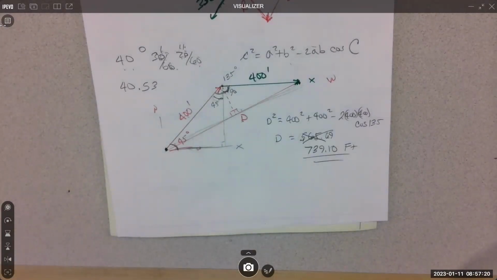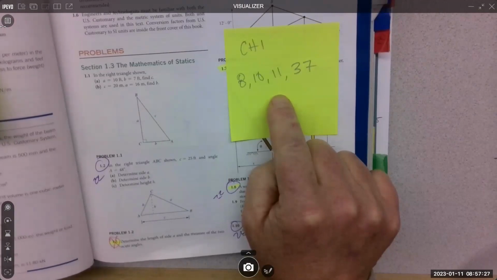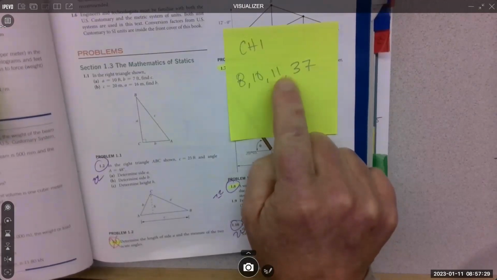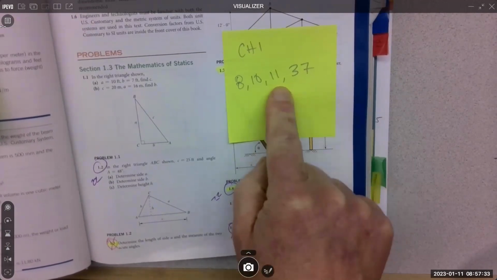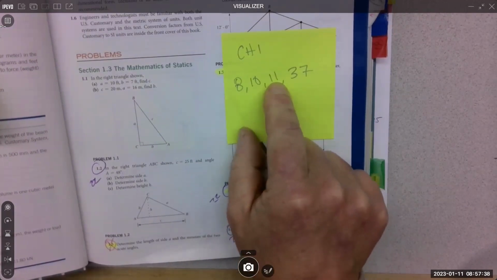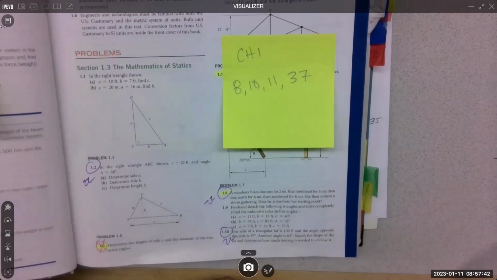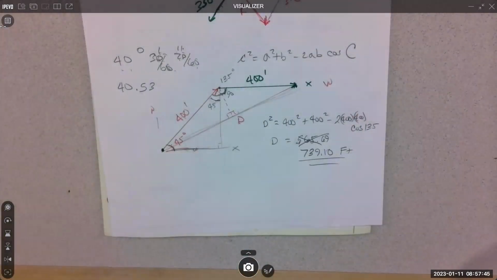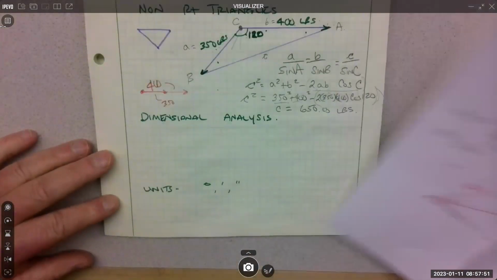All right, I have looked over your homework, which is 8, 10, 11, and 37. Chapter 1. 11 is a little bit different. It's not even a right triangle problem. So it's like an algebra problem. So that'll be fun for you. Yeah, it's story problems, which is all we do. Story problems. Life is a story problem, just so you know. You get to figure it out. All right, I think that's enough.